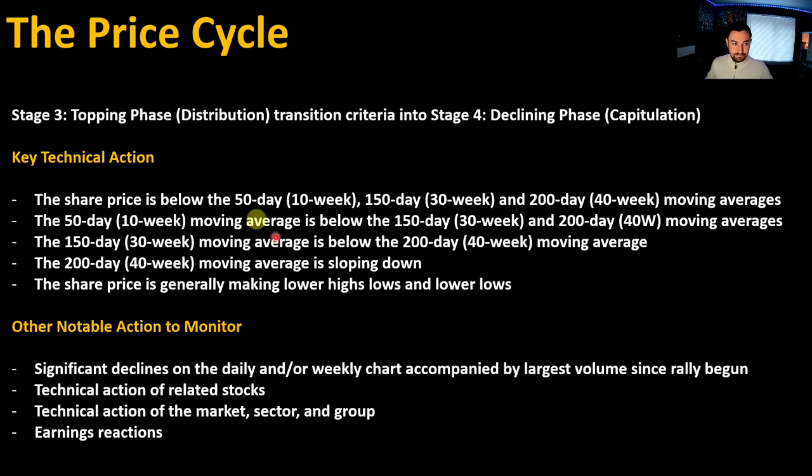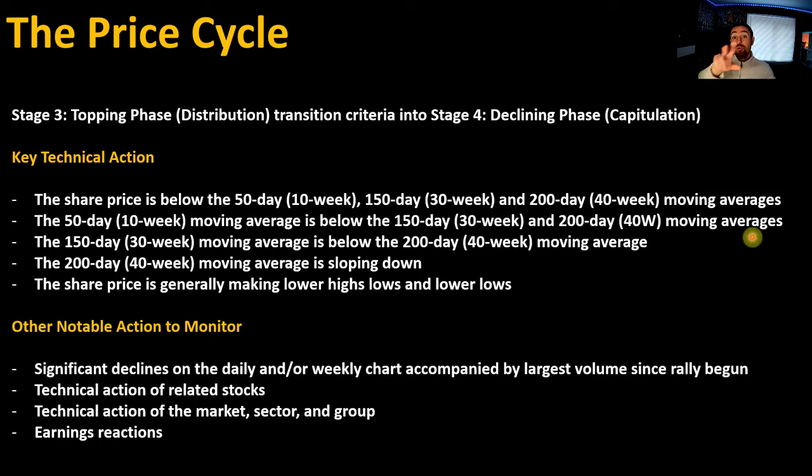Let's take a look at some transition criteria. So you've now entered stage three, and we're looking for the transition criteria into a stage four decline, which is basically a stock you really want to avoid. The key technical action, and this is basically the opposite of everything we were saying from stage one transitioning into stage two: the share price is below the 50-day, which is the 10-week, the 150-day, the 30-week, and the 200-day being the 40-week moving averages. The 50-day moving average is below the 150-day and 200-day moving averages.